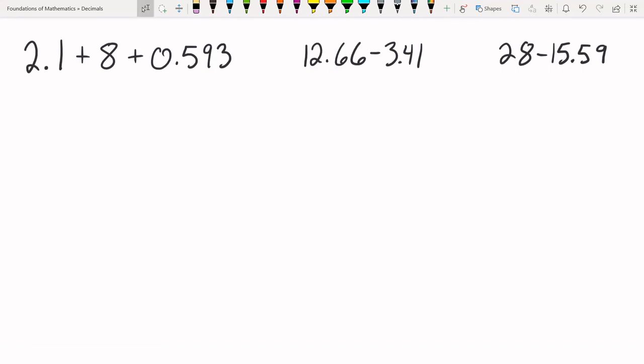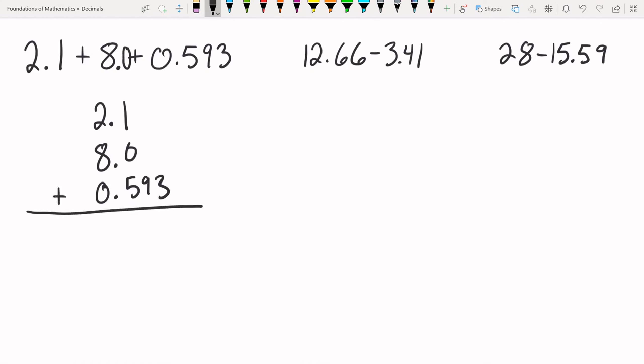All right, here are 3 more problems. For the first one, for the 8, that doesn't have a decimal point, so I'm just going to add it in there. And I'll write a 0 next to it, just to keep the continuity of how we write numbers. And then I'm just going to write them all vertically. So 2.1, 8.0, and 0.593. And we are adding all of them, so we can do this quite easily.